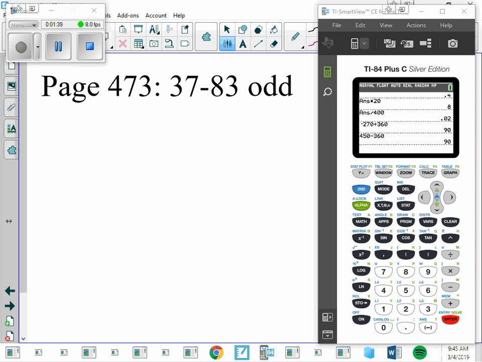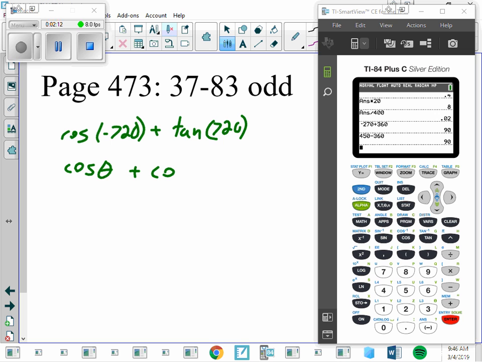All right, let me go back. Look at number 40. The cosine of negative 720 plus the tangent of 720. What angle is coterminal with 720? 0. You can just add 360 until you get back to 0. So this is like saying, what is the cosine of 0 plus the tangent of 0?